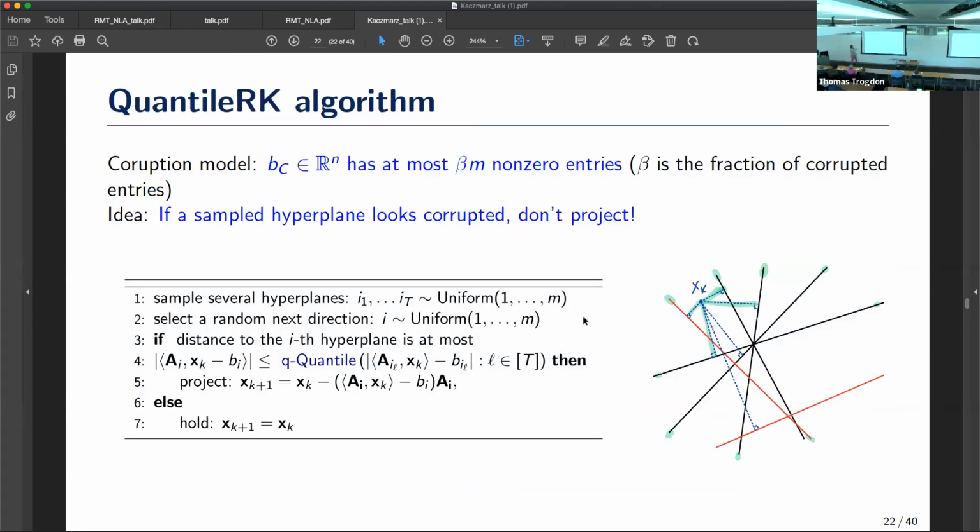So the method looks at the residuals. The main intuition is the following. When you stay somewhere, in some iterate, you have additional information. Your additional information is the distance from your iterate to the hyperplanes. You don't know the solution, but you do know how far each hyperplane is from where you are right now.